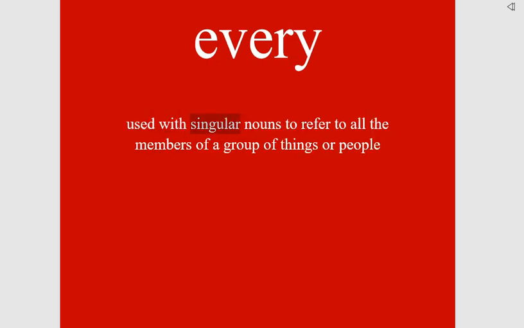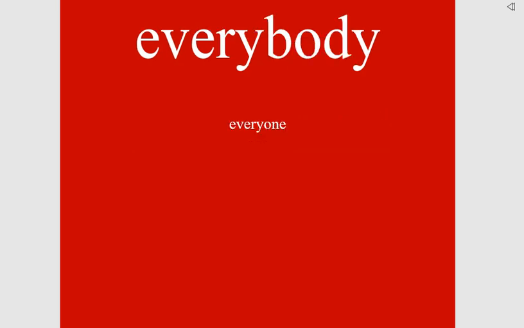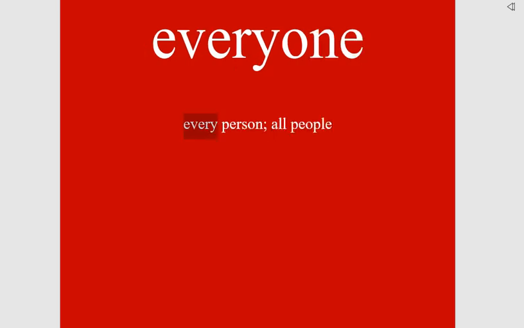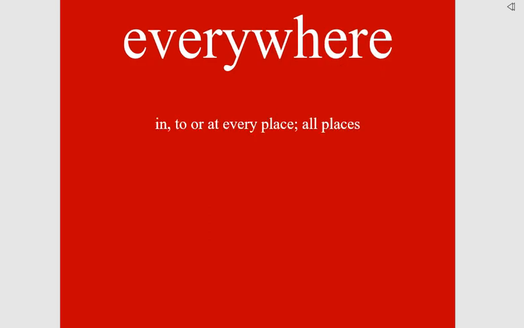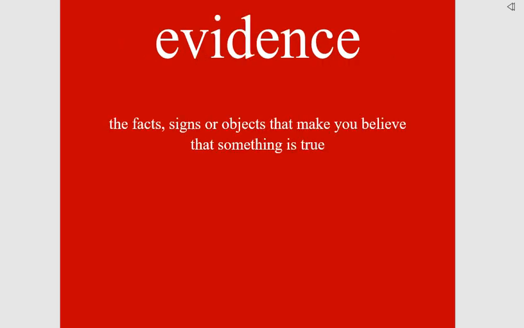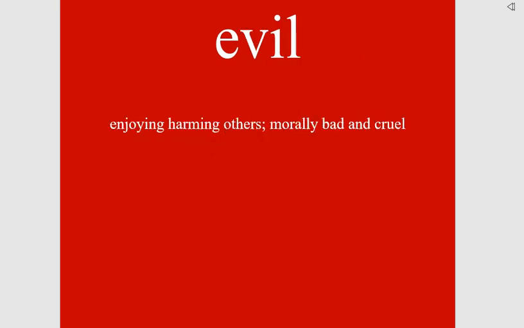Every. Used with singular nouns to refer to all the members of a group of things or people. Everybody. Everyone. Every person, all people. Everything. All things. Everywhere. In, to, or at every place, all places. Evidence. The facts, signs, or objects that make you believe that something is true. Evil. Enjoying harming others, morally bad and cruel.